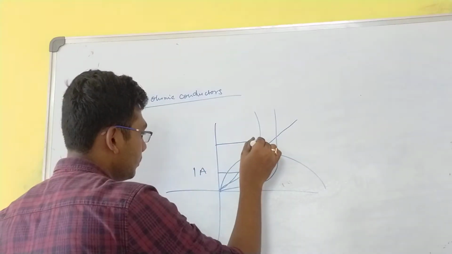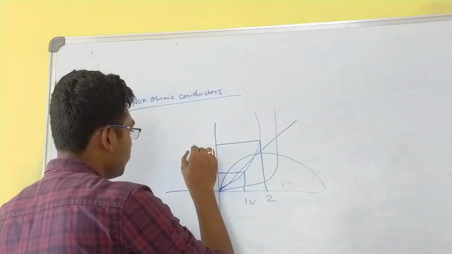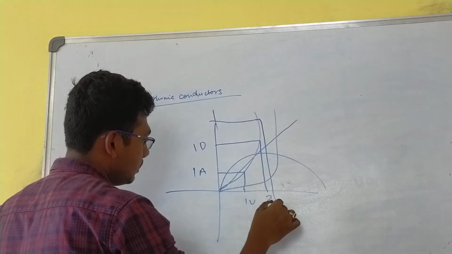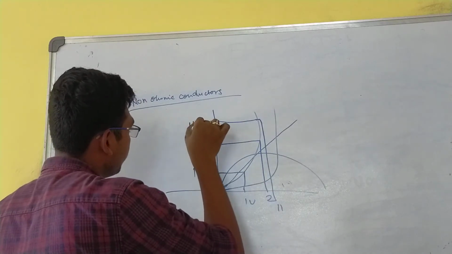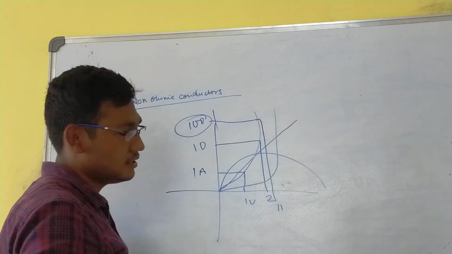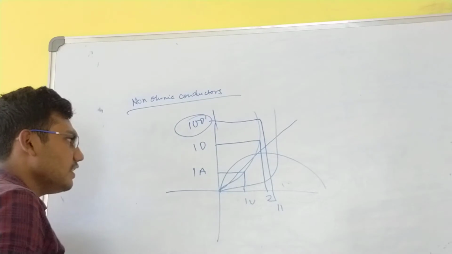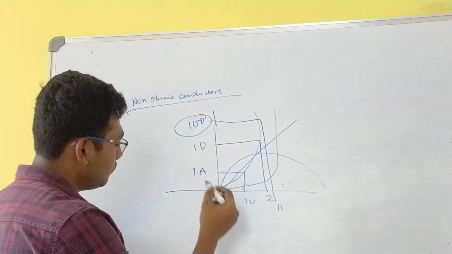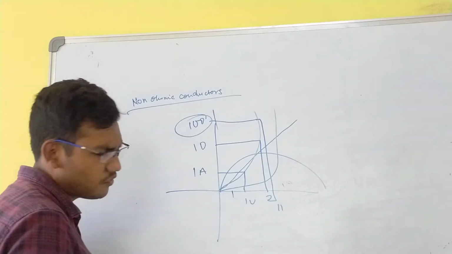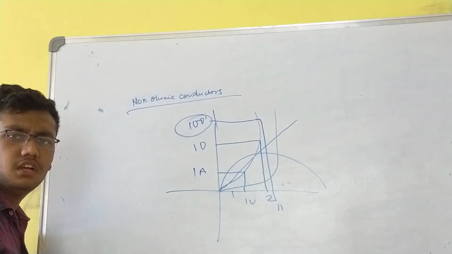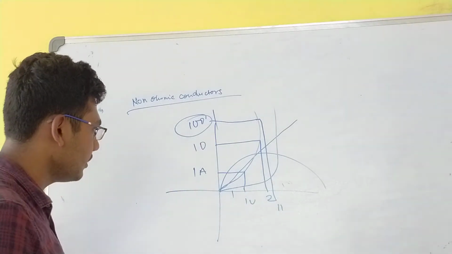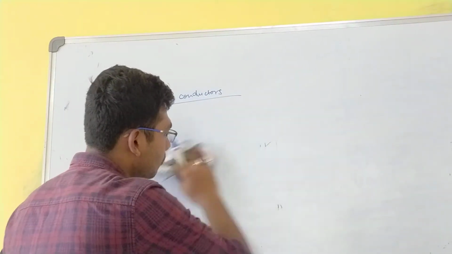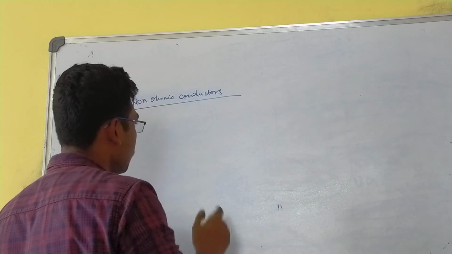What is the current here? At 2 volts, something like 10 amperes. At 11 volts, 100 amperes. So you cannot find the current anywhere. If I ask you to find the current when the applied voltage is 0.5 volts, can you find it? It's impossible to find. We have to do complex mathematics to find it. So these conductors which don't follow this straight line are called non-ohmic conductors.